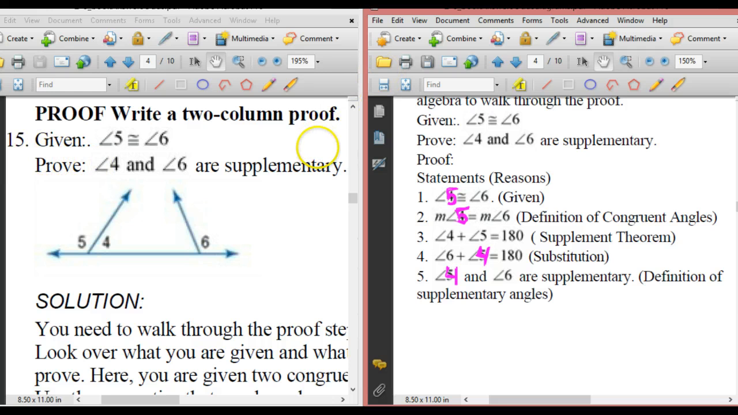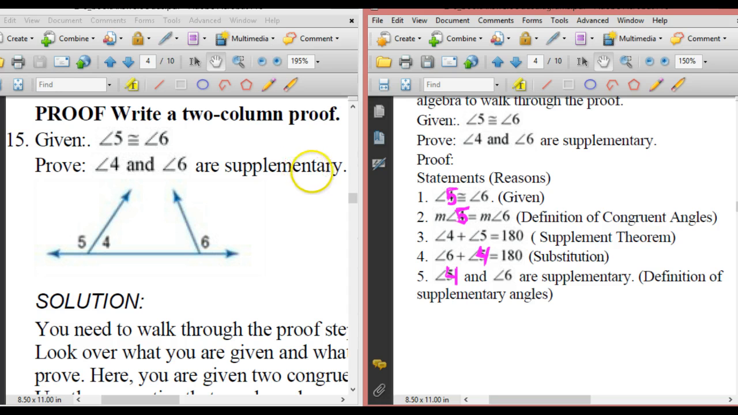Now we can use some substitution because ultimately we want to arrive at the fact that 4 and 6 are supplementary. So since we know that 5 and 6 are equal in measure, then I can substitute them in for each other. So if I take this expression, instead of it reading 4 plus 5, let's take 5 out and put 6 in its place. So instead of 4 plus 5, let's have 4 plus 6. And that's what we have in the next step.